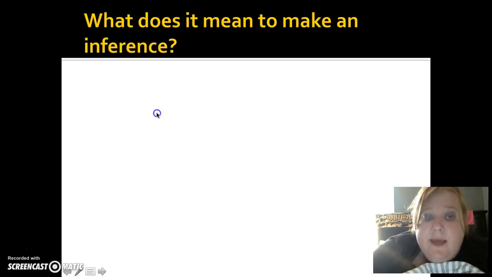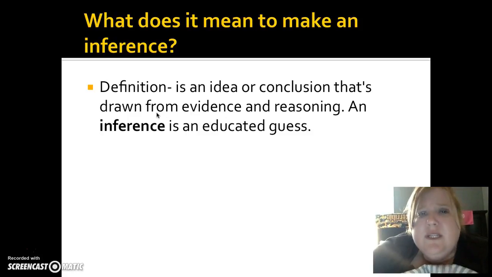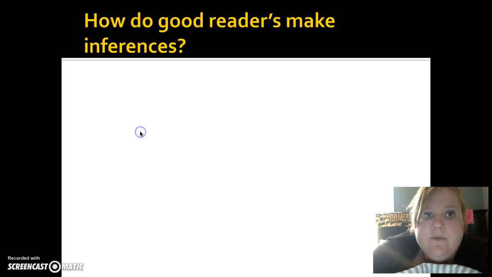What does it mean to make an inference? The definition of making an inference is an idea or conclusion that's drawn from evidence and reasoning. An inference is an educated guess. This is very similar to drawing conclusions, although it's a little bit tough for readers to make inferences while reading if you don't fully comprehend the text.